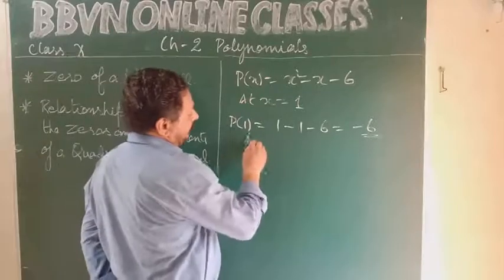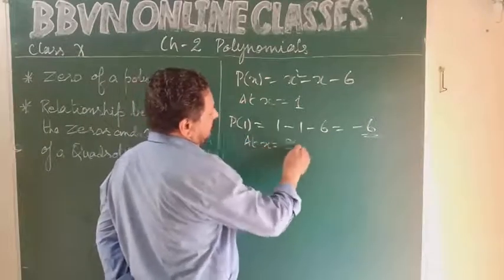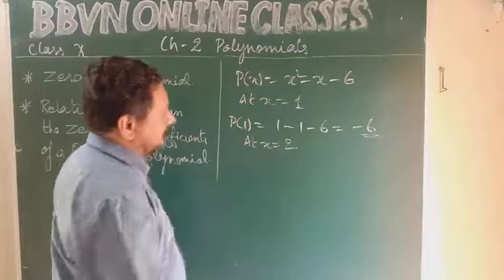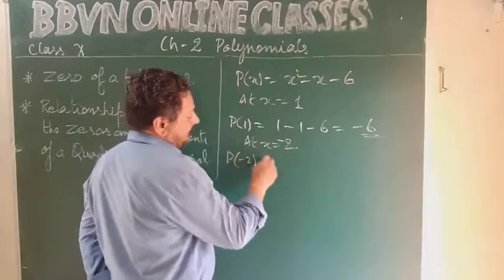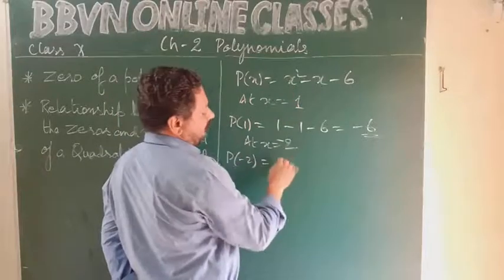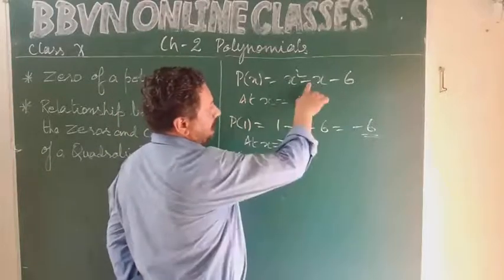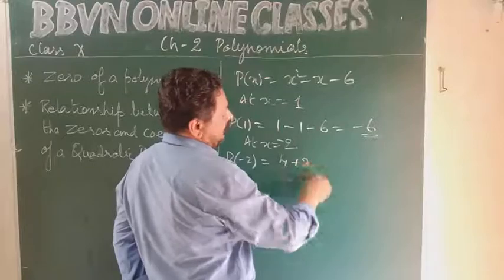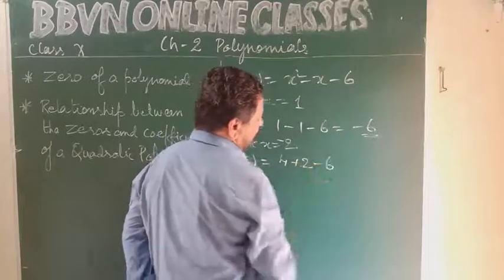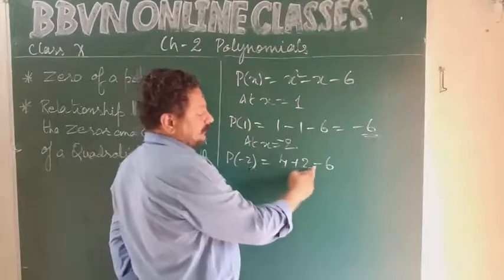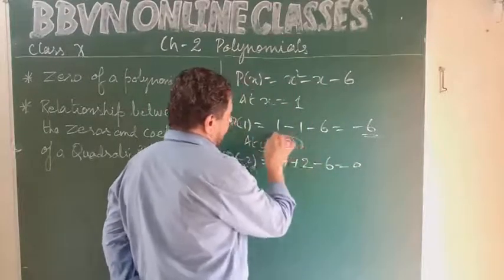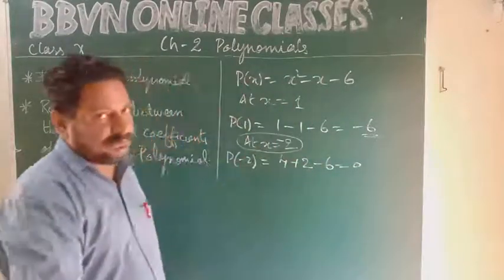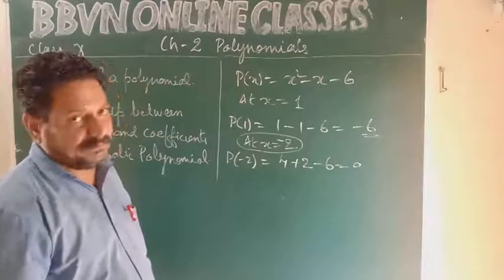What if I take x equal to 2? Let's see, x equal to minus 2. Let's see what happens. P of minus 2. Square of minus 2 is 4. Minus of minus 2 is plus 2, minus 6. 4 plus 2, 6. 6 minus 6, 0. So x equal to minus 2 is a 0 of this particular polynomial.